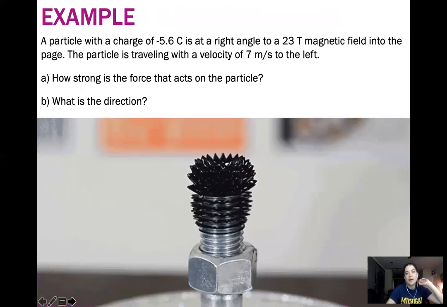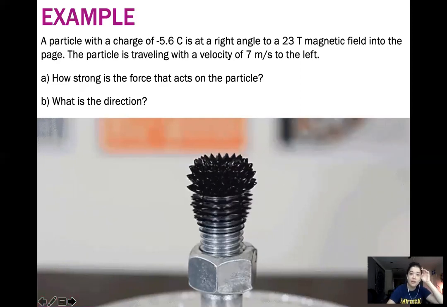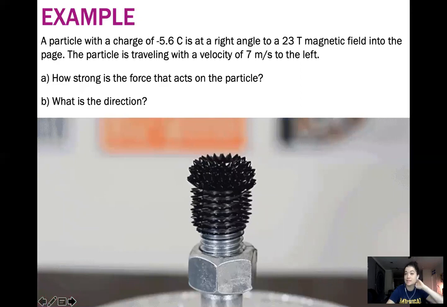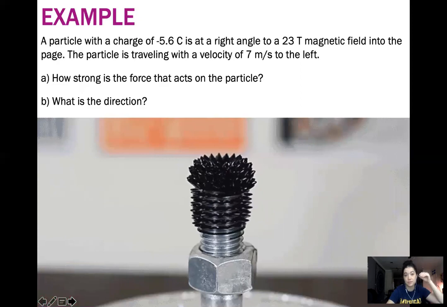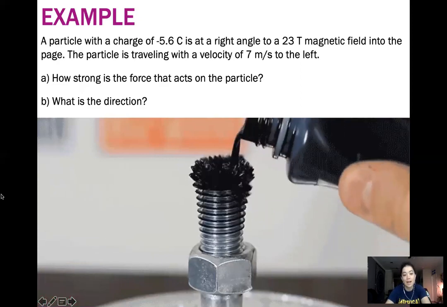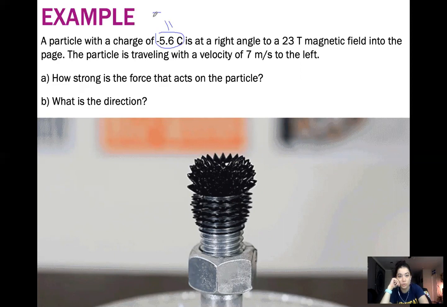All right, so we've got a particle with a charge of negative 5.6 coulombs that's at a right angle to a 23 Tesla magnetic field into the page. The particle is traveling with a velocity of 7 meters per second to the left. How strong is the force that acts on the particle? Okay, so let's get our pen. This right here is my Q. This right here is a B value, a magnetic field. And this right here is my velocity.